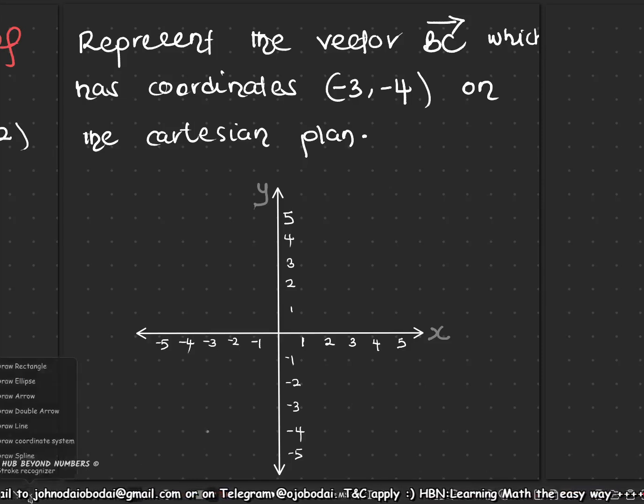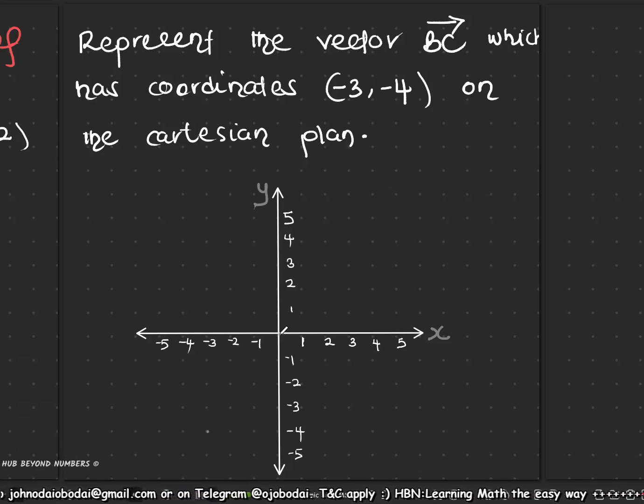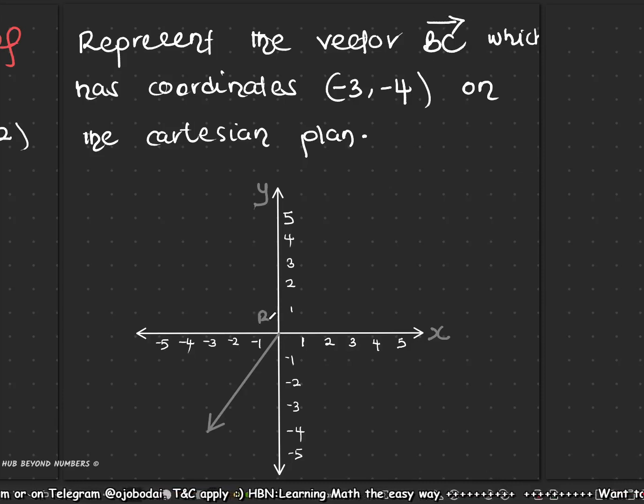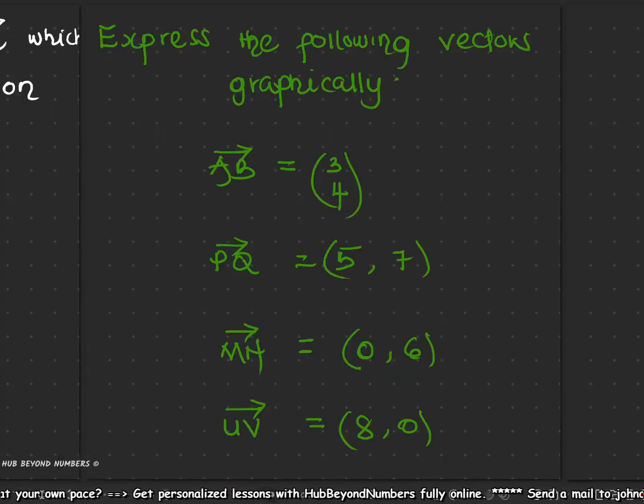Then what do I do? I draw an arrow head, something like this. And it says from B to C. That is where the arrow should be pointing towards. So this origin here becomes my B, and then I have my C over here. Very, very simple. So here are some questions you can try on your own.